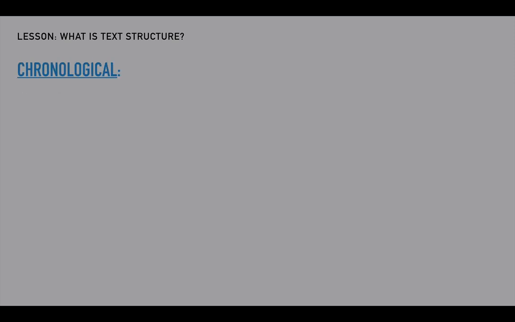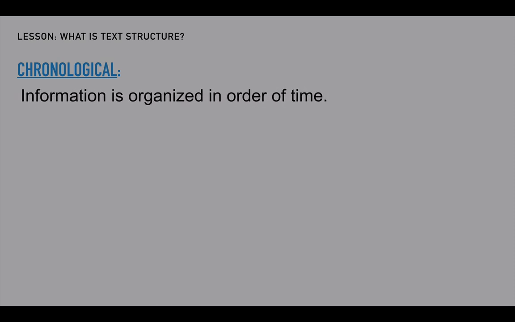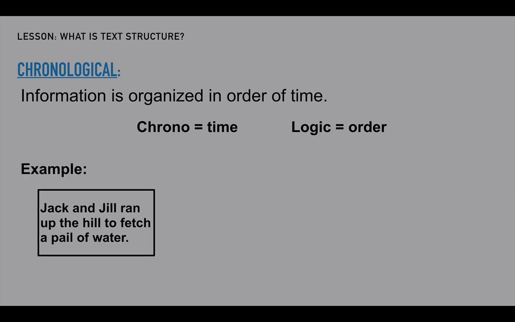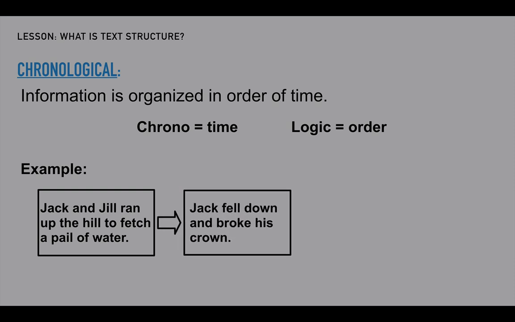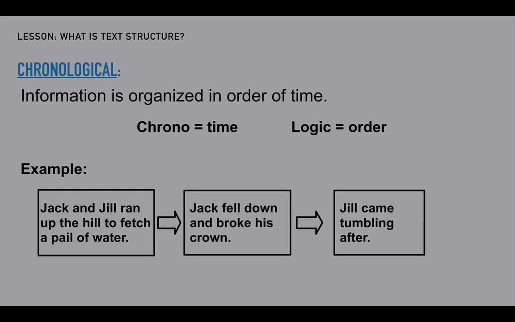So let's get started. Chronological is when information is organized in order of time. Simply, chrono means time, logic means order, so it is ordered according to time. An example of this would be: Jack and Jill ran up the hill to fetch a pail of water. Jack fell down and broke his crown, and Jill came tumbling after. What we see here is that just as Jack and Jill is part of a story, all stories are told chronologically. It's in some form of chronological order that a story is told. So generally you're seeing that in a narrative type of text.